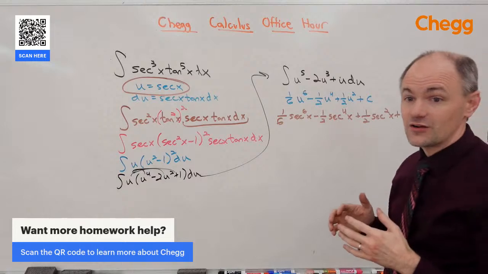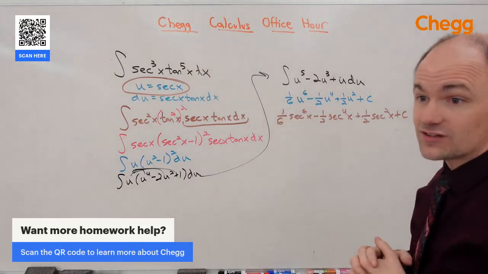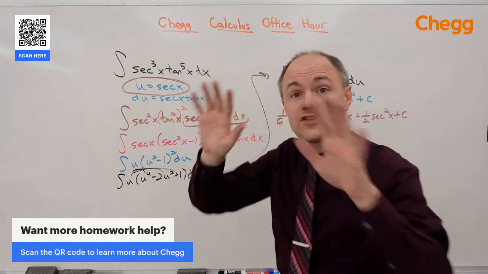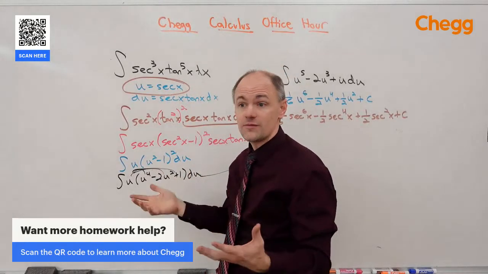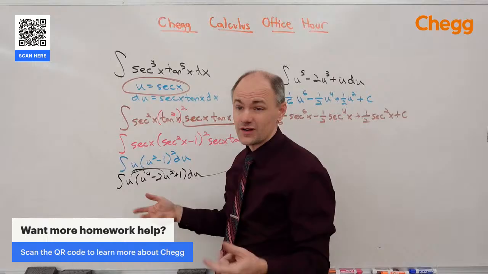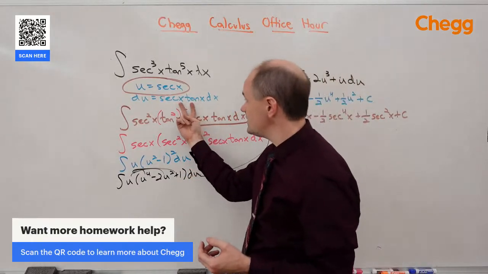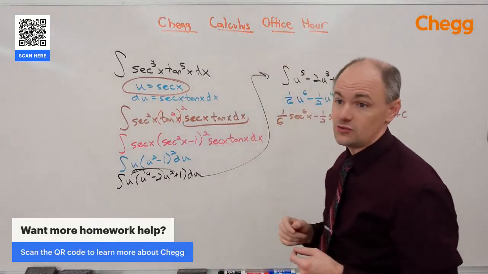That's how I would go about integrating when I've got secants and tangents raised to some exponent. Now, again, don't memorize the rules, way too much work. Simply say u is either going to be secant or tangent. One of them is probably going to work. The other one probably won't work. Sometimes they both work. As soon as you find one that works, though, go with it. Pull off the du and see if you can make the remaining stuff into u's.